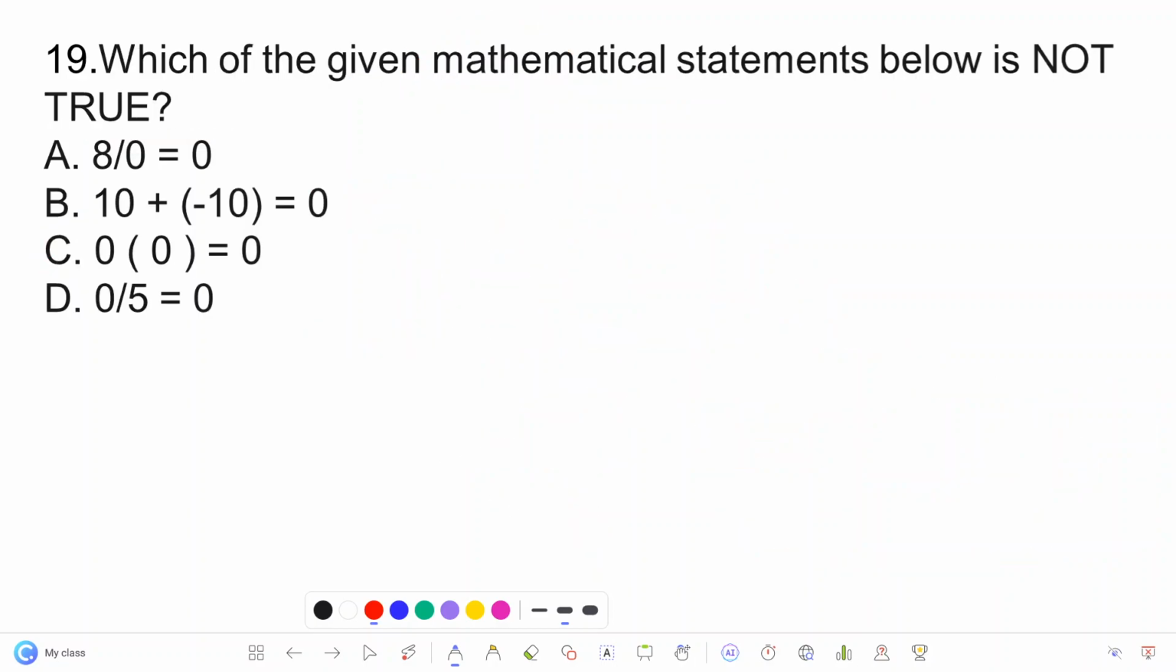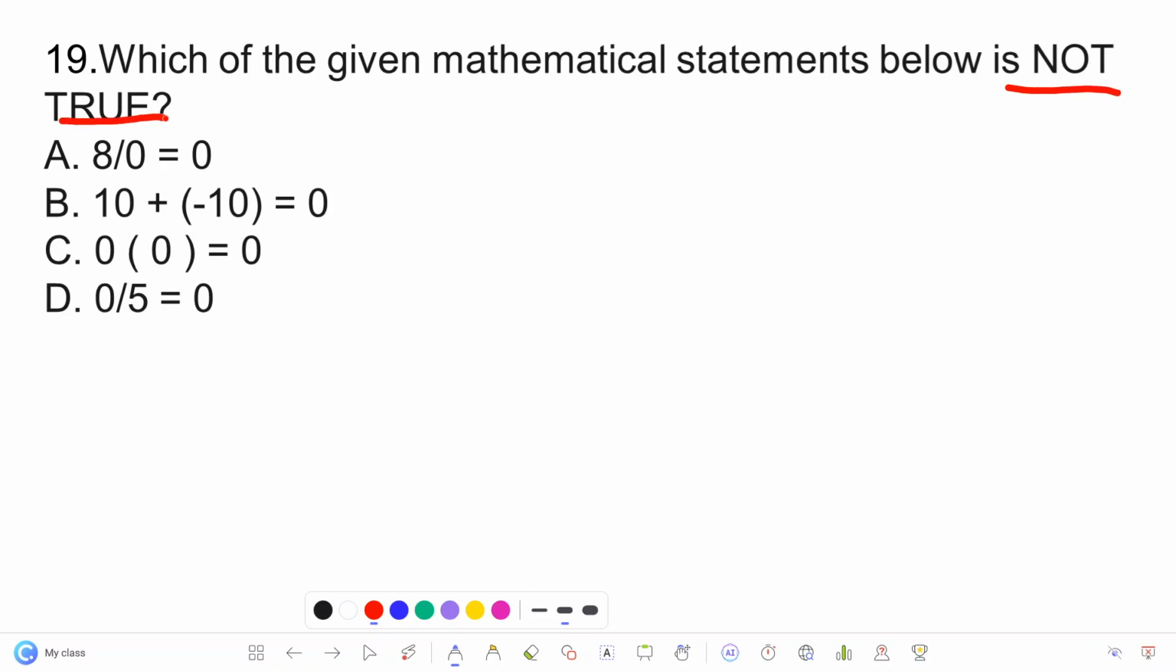Item number 19. Which of the given mathematical statements below is not true? Is it A, 8 over 0 is equal to 0? B, 10 plus negative 10 is equal to 0? C, 0 plus 10 multiplied by 0 is equal to 0? And letter D, 0 over 5 is equal to 0. So ano bang hinahanap? Not true. Alin daw ang hindi tama?